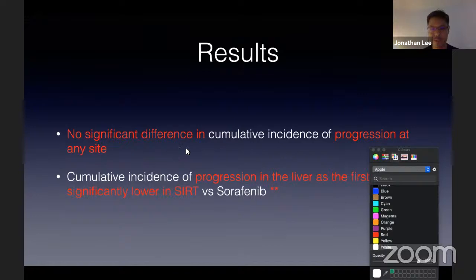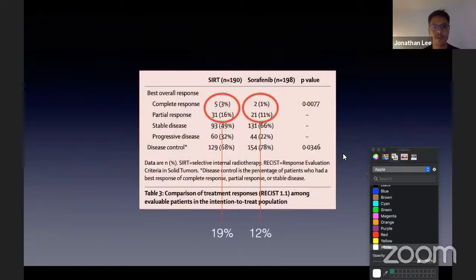This is just reiterating the same. Here we've got comparisons of the disease response to the treatments, and it's a bit difficult to tell based on those numbers, but cumulatively, complete and partial response was better in the SIRT group. So 19% had complete or partial response versus the 12% from the sorafenib group.